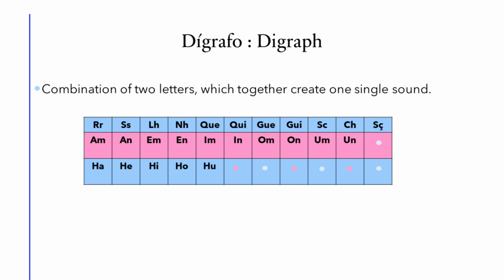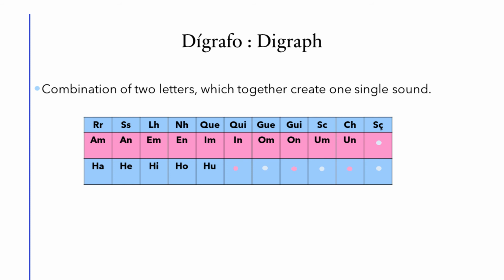Now with the next row, please remember that in Portuguese the H is not pronounced. A, E, I, O, U.